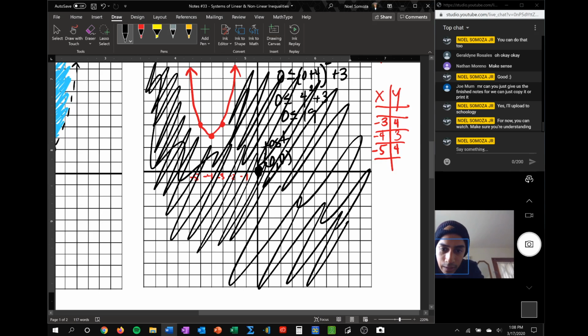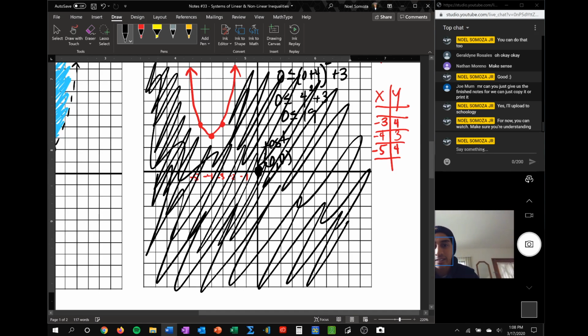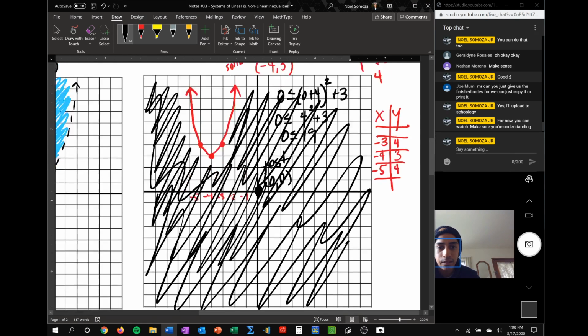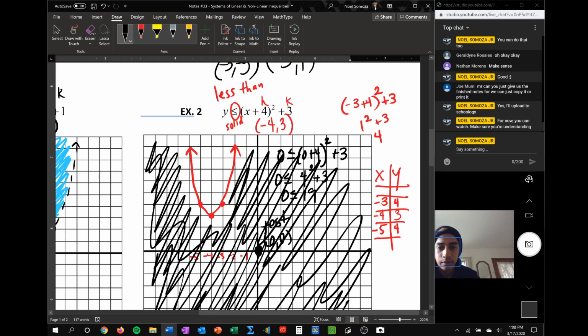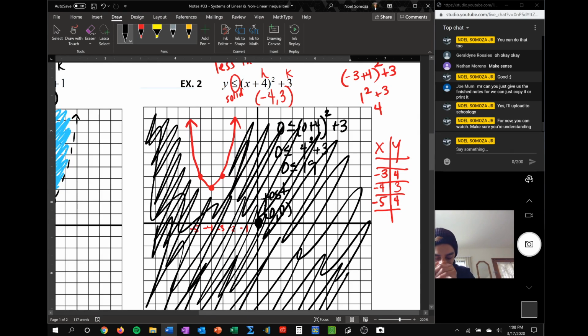is shaded. Okay. So you see how less than typically means under, right? But if that doesn't quite make sense, use a test point for sure. Which means that if you would have tested the inside, you would have got something false. That means you don't shade inside. Okay, so leave that piece alone.